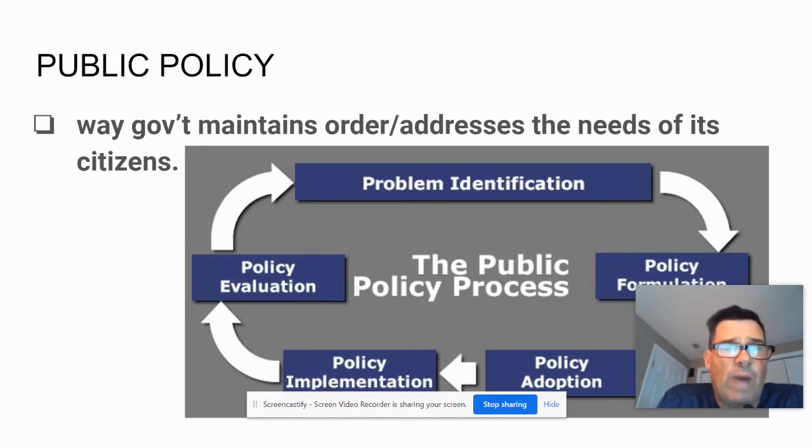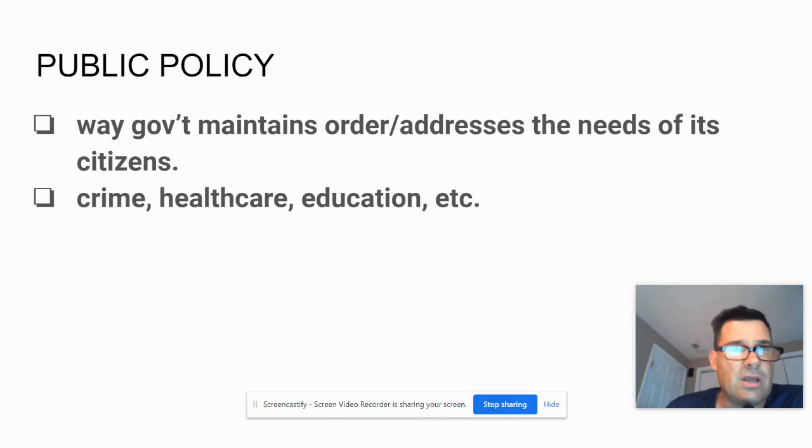All right, write this down, this is your definition. Public policy is the way government maintains order and addresses the needs of the citizens. So public policy is addressing the needs of the citizen in order to keep order. There's always this tension in government: we need to keep order so that we're safe, but at the same time, we need freedom. We have to have liberty. So what's more important, liberty or order? There's always a tension between the two, and public policy addresses that tension.